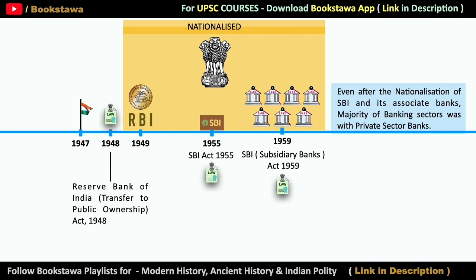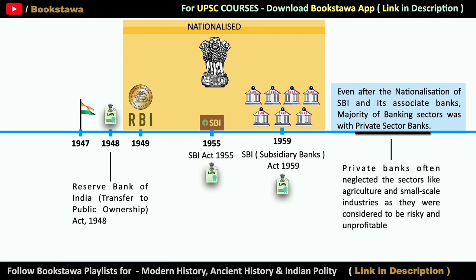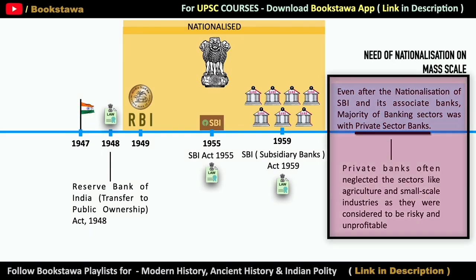But if we look at the overall banking sectors, the situation was still that the majority of the banking sector was being dominated by the private sector banks. And the problem was that these private sector banks always neglected the unprofitable and risky sectors such as agriculture and small scale industries. That is why the government had now realized that nationalizing one or two banks would no longer work. Now nationalization would have to be done on a mass scale.